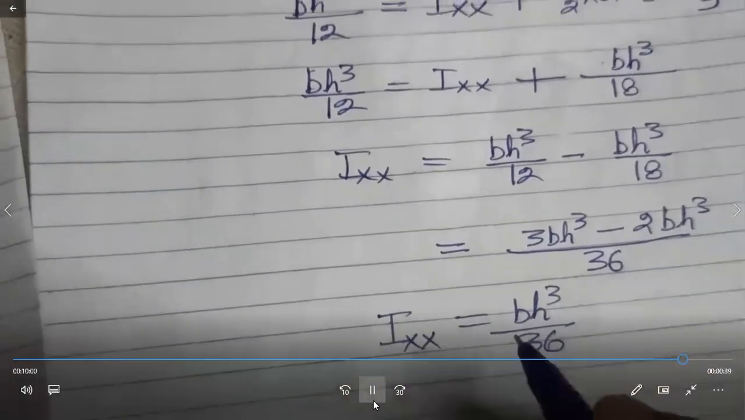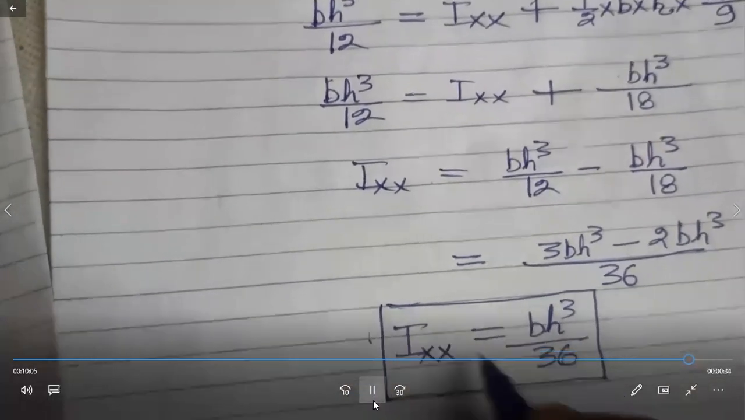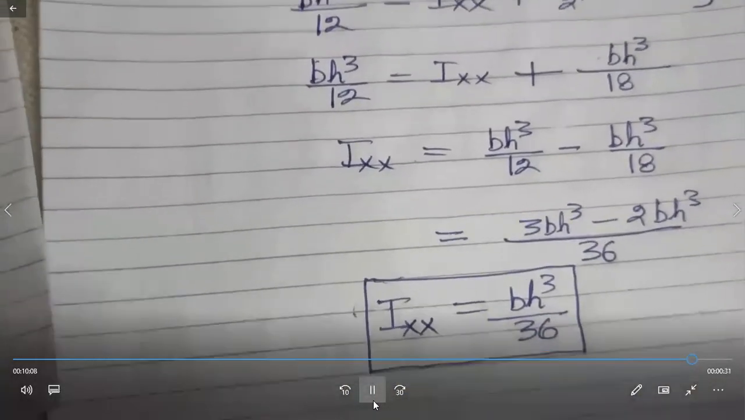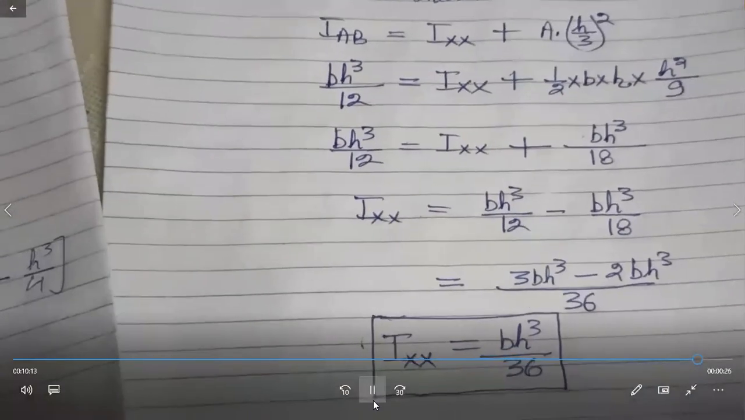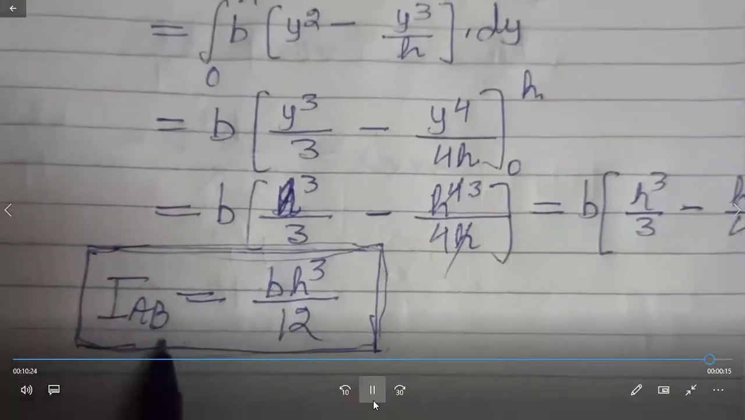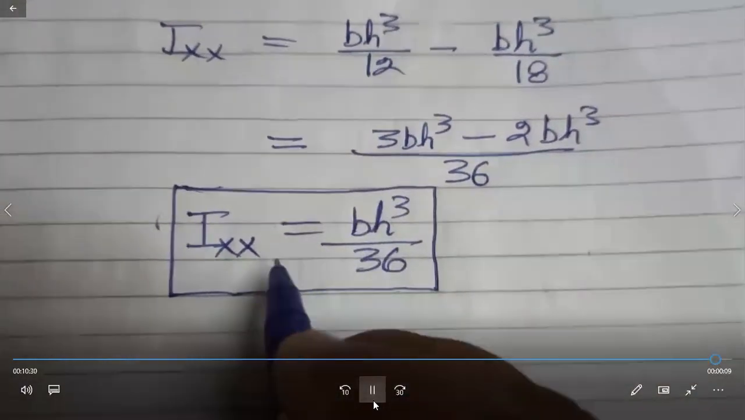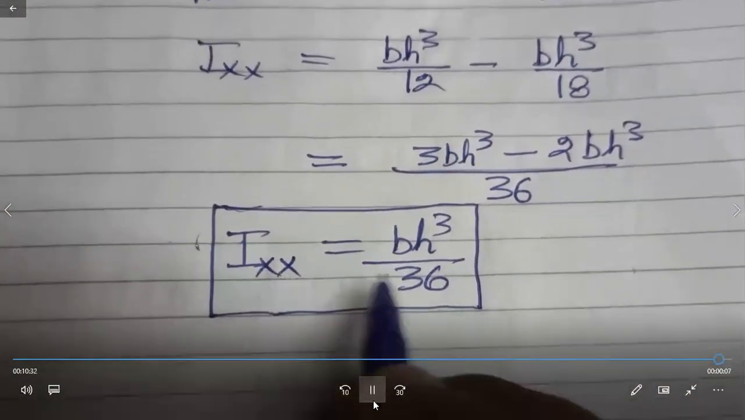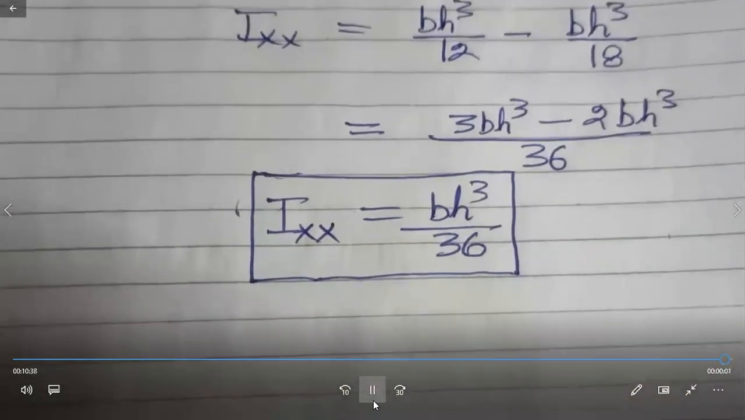So this is the IXX. So we can transfer the value by parallel axis theorem. So by applying parallel axis theorem, we can transfer the value IAB to the centroidal axis XX. So we have found that IAB is equal to b h cube by 12, and on transferring to centroidal axis XX, it will be b h cube by 36. Okay, thank you.